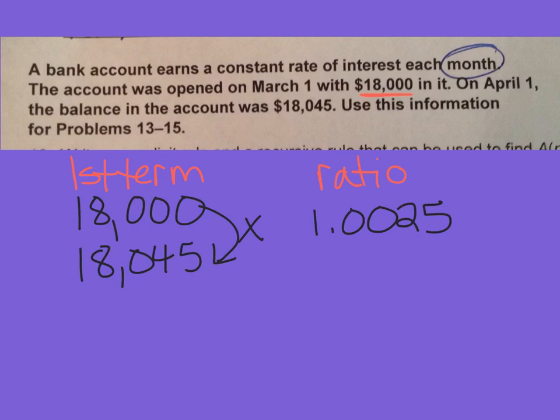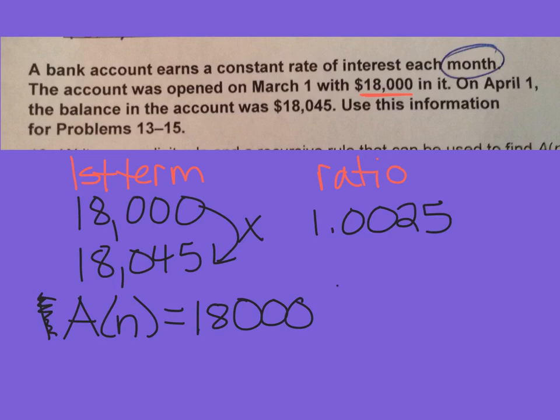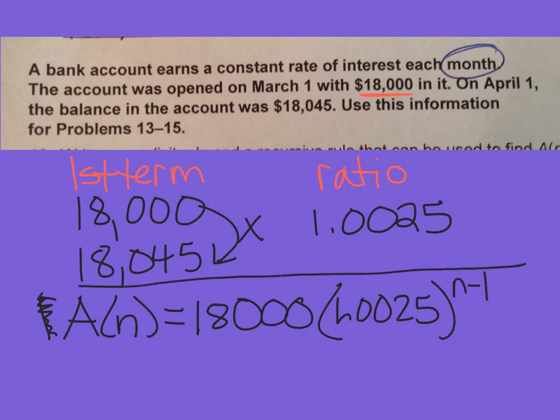So then to write the explicit rule, it says to write a sub n instead of f of n. So instead of using an f, we'll use an a, but it's the same setup. A sub n equals, and then the first term is 18,000. And then the common ratio, put it in parentheses, 1.0025. And then it's always raised to the n minus 1 power.